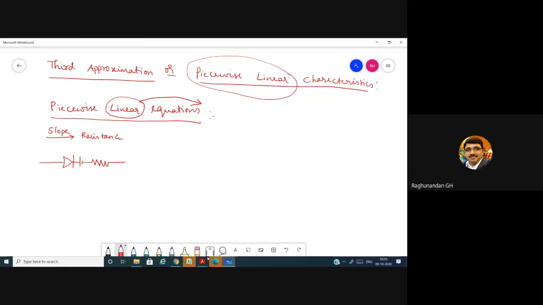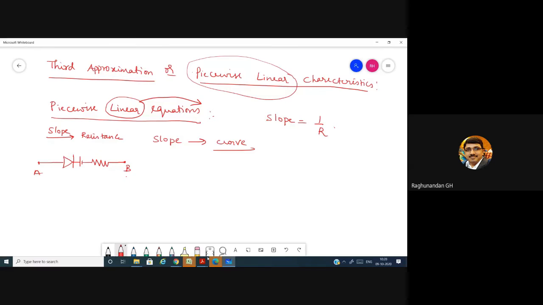When resistance comes into the circuit, automatically a slope will be in the curve. Can anyone tell me the relationship between slope and the resistance? One by R. Yes, 1 by R. This is the relation we are having. So now, again, the same story. This is A, this is B. So current will be flowing from A to B.